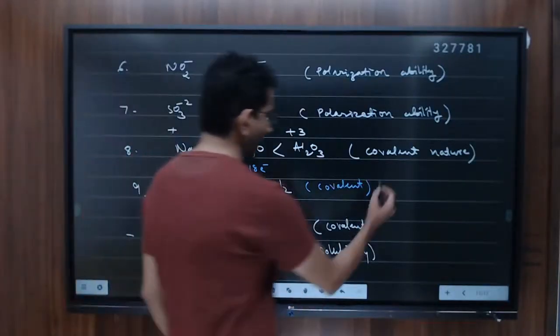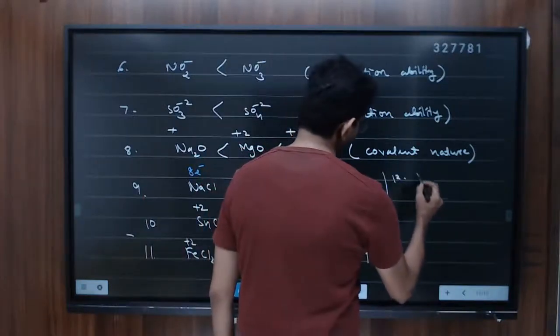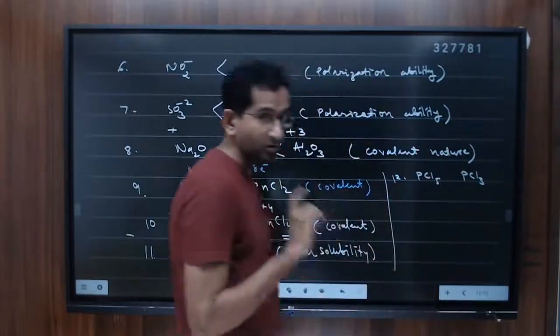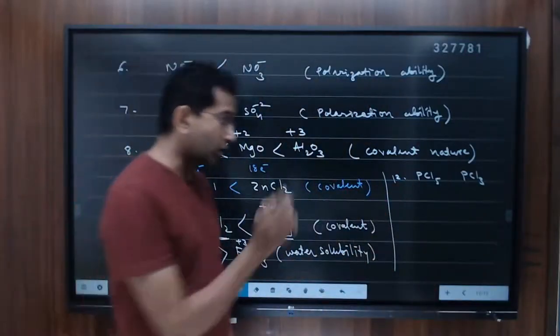Let me take one more example, 12 number. See PCl5 and PCl3. Let me tell you one thing. Both these are covalent.